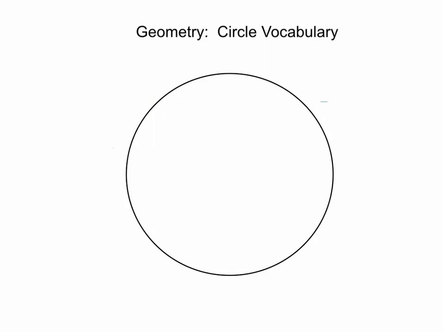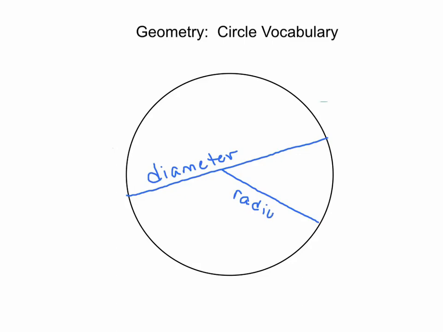The first, as you can probably guess, is the diameter. I'm going to draw a diameter here, and it should go through the center of the circle, and it is the longest segment you can draw through a circle. Now, in addition to the diameter, we can also draw what's called the radius, which is a segment that goes from the center of the circle out to a point on the circle. And the radius is half the diameter.